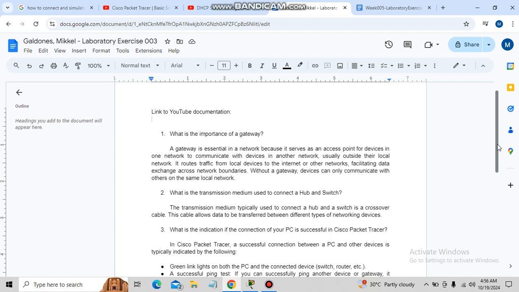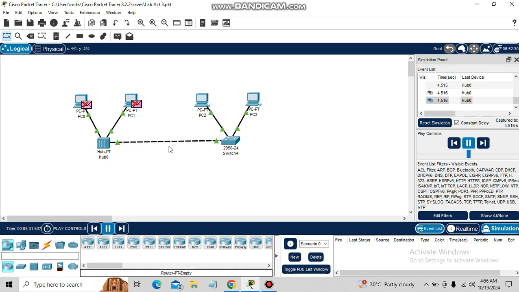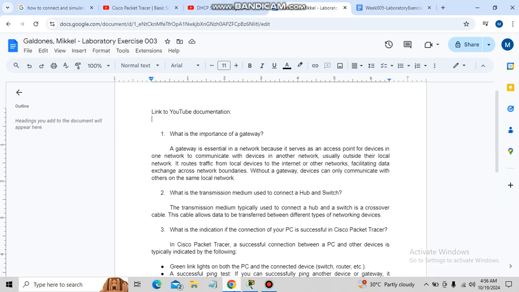The second question is: what is the transmission medium used to connect a hub and a switch? For this one, you could use a basic power connection, but I was able to use a crossover cable since this is a simple LAN setup only, and crossover cables are indeed used to connect hubs to switches, and they actually work as compared to the straight through cable which I actually tried using. I used a crossover cable because it allows data to be transferred between different types of networking devices.